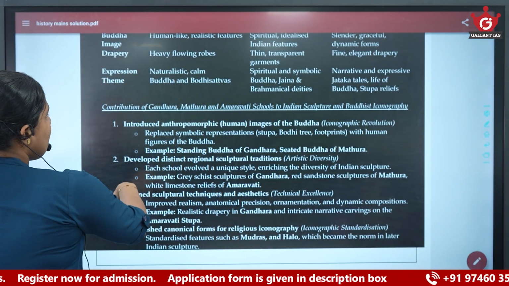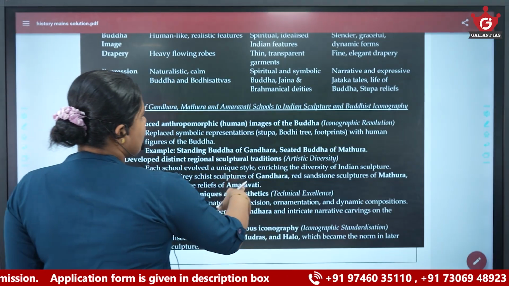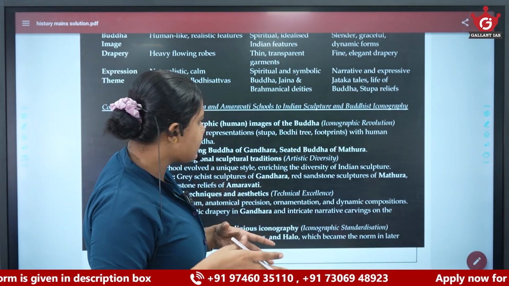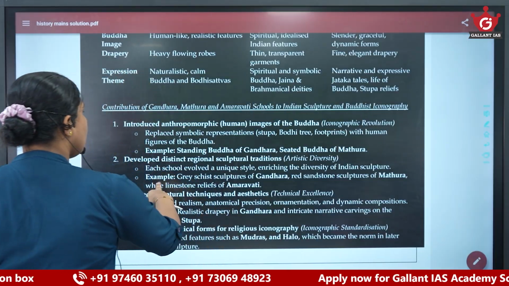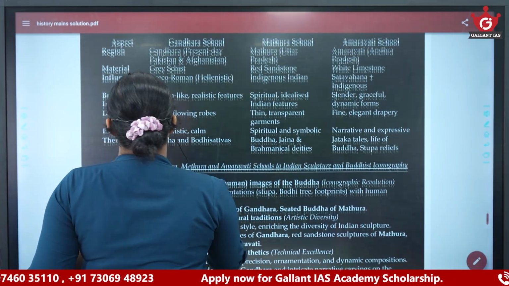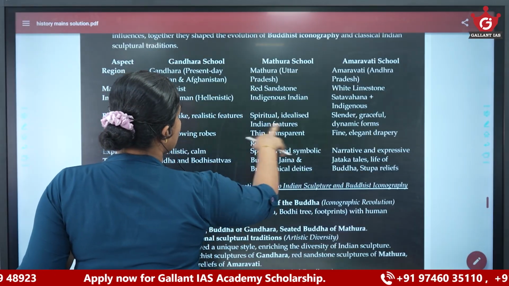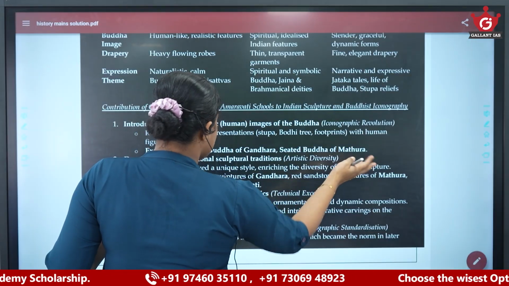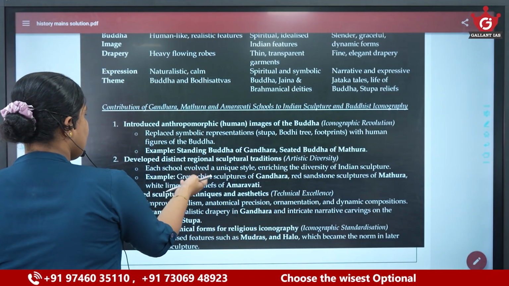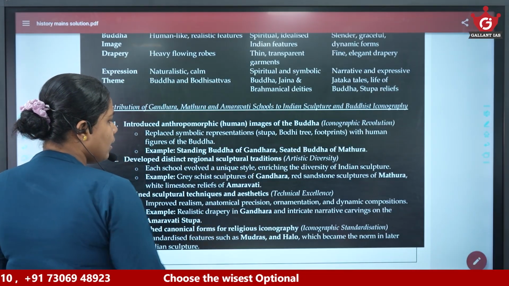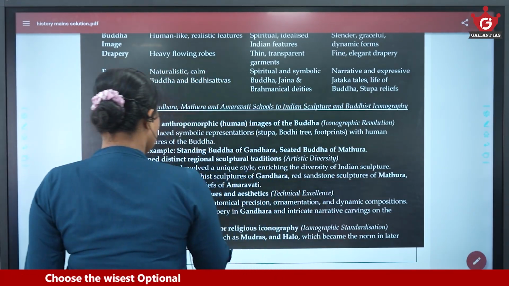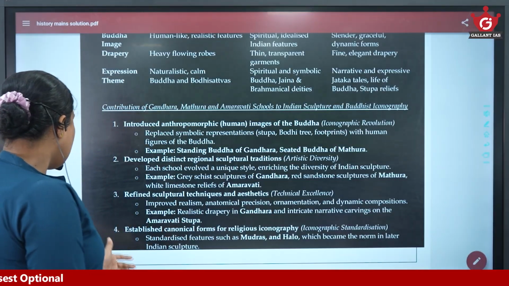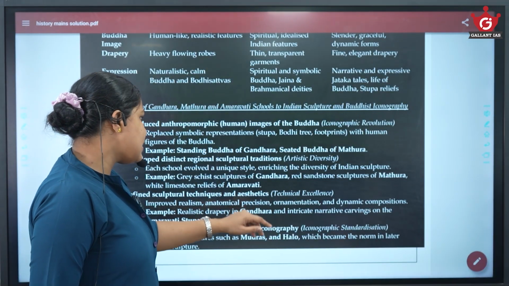Second point, they developed distinct regional sculptural forms. It was a kind of artistic diversity. Each school evolved a unique style, enriching the diversity. For example, grey schist sculptures at Gandhara, red sandstone at Mathura, white limestone at Amaravati. They refined cultural techniques and aesthetics.